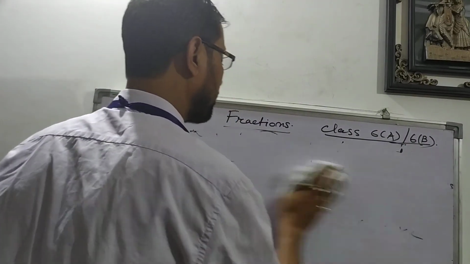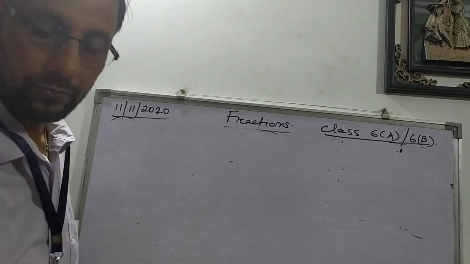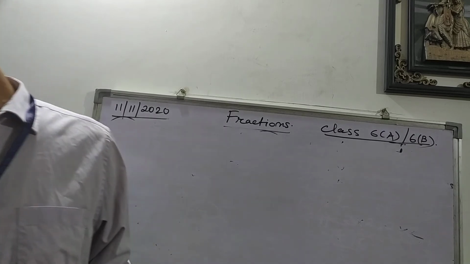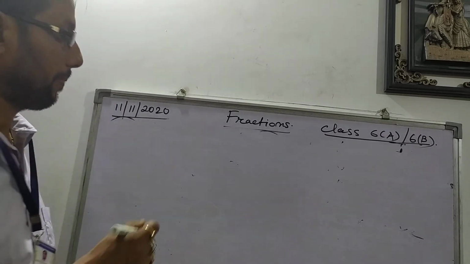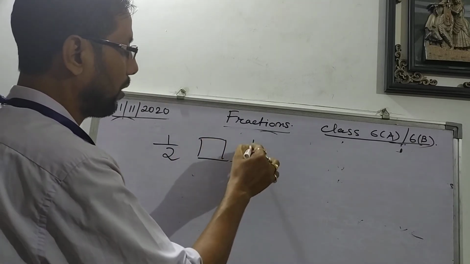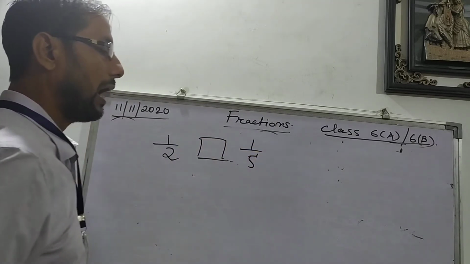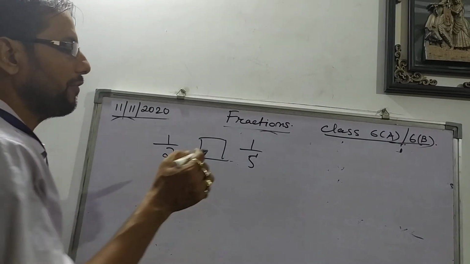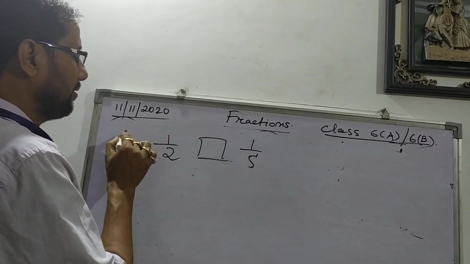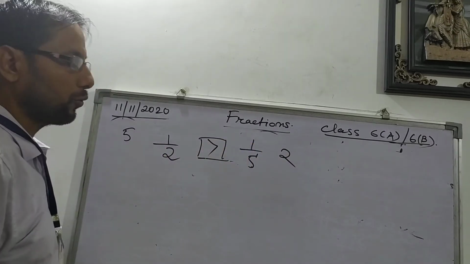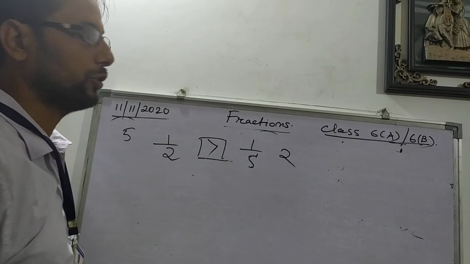So students, now let us do one more example. Suppose the numbers given are 1 by 2 and 1 by 5. So how will you find which one is greater? How can we compare this? A simple way we can compare is like this: 5 ones are 5, 2 ones are 2. That means 5 is greater than 2. So otherwise you can convert into like fraction.